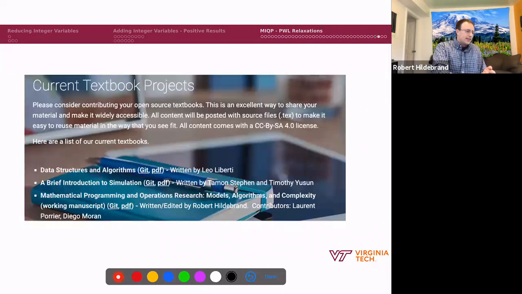And there's a few projects that are here already. So Leo and Taman and Timothy put up some books, and I'm working on a manuscript for operations research. The sources are online if you want to borrow, remix, or steal examples for your own content or classes.